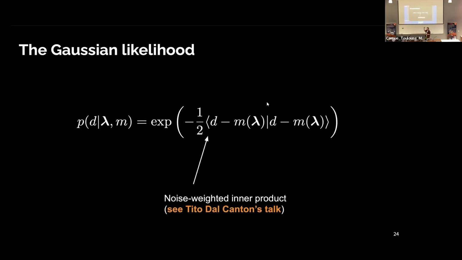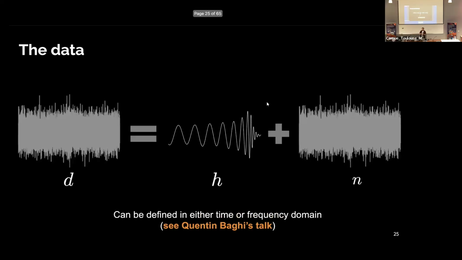Okay, I won't go into details as to what the noise weighted inner product is because Tito covered that in yesterday's lecture, but I will go through and remind you of what the data is and what the model is, because that's very important for gravitational wave Bayesian inference.